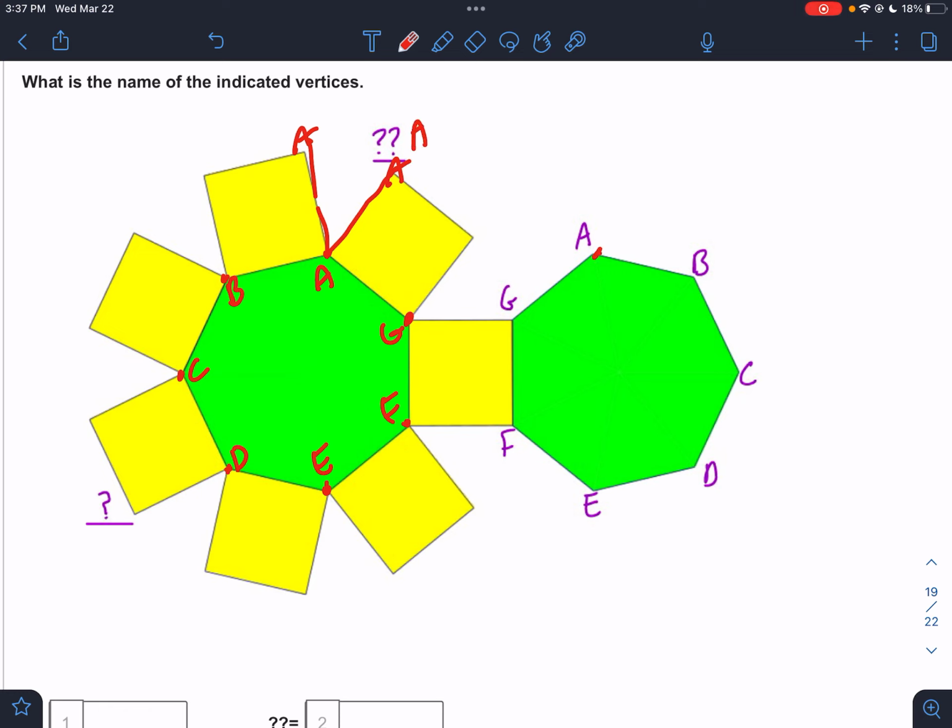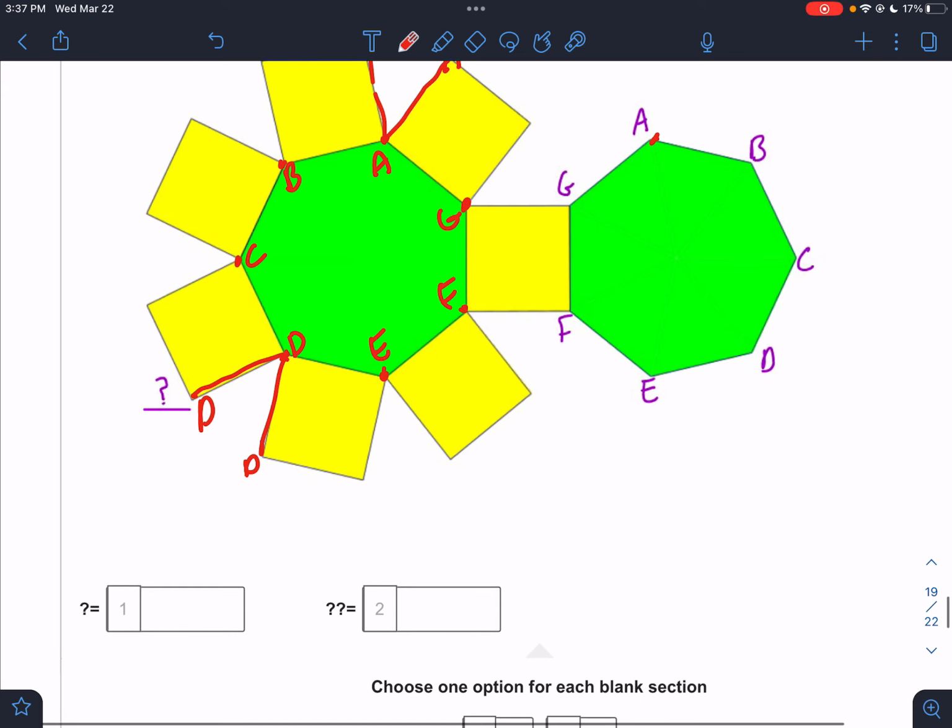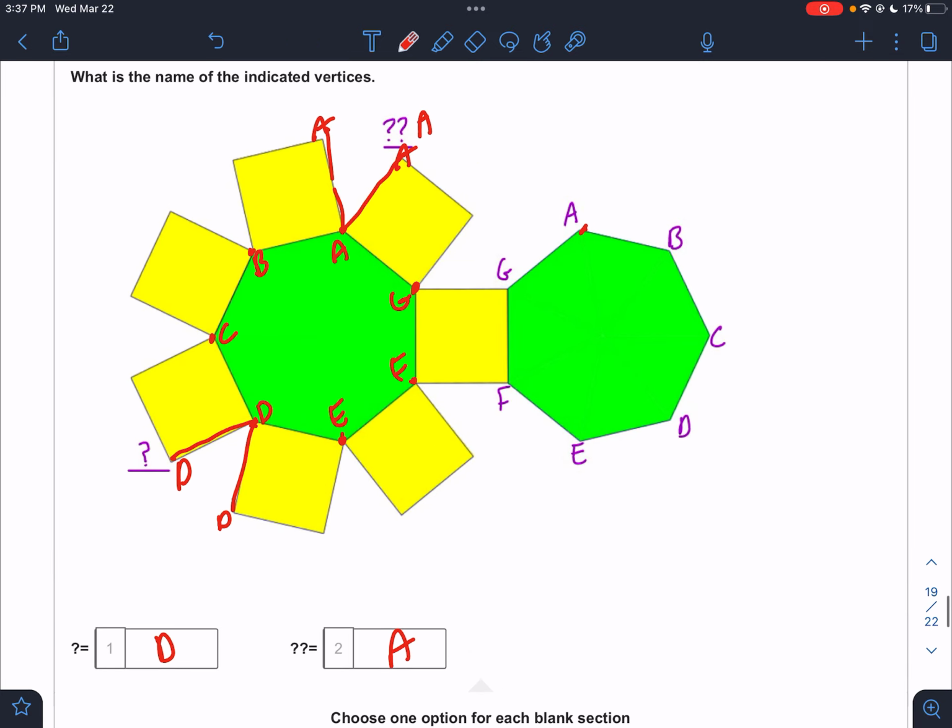So double question mark is A. Over here, both of these lines would be the letter D. So single question mark is D. Double question mark would be vertex A.